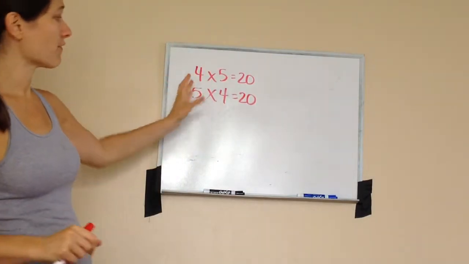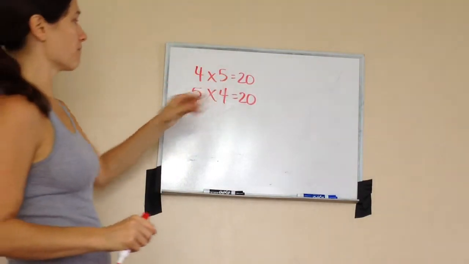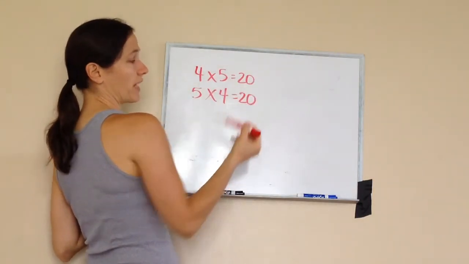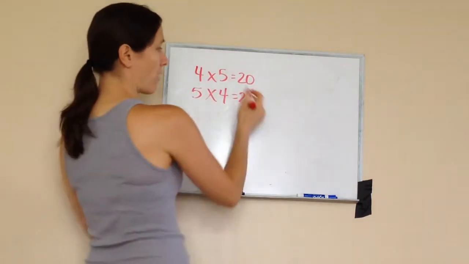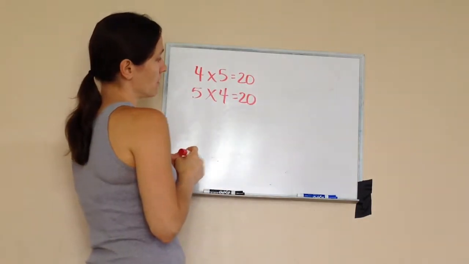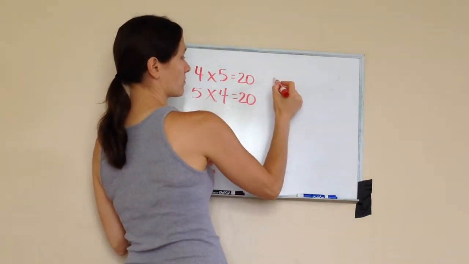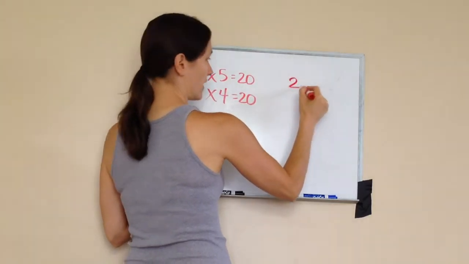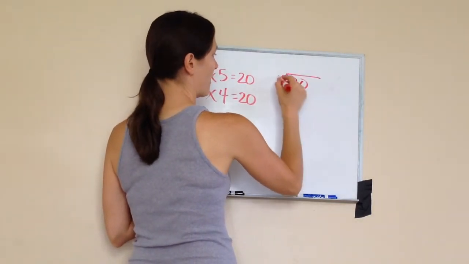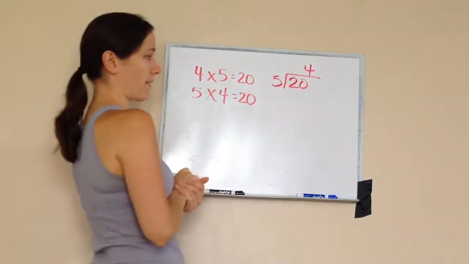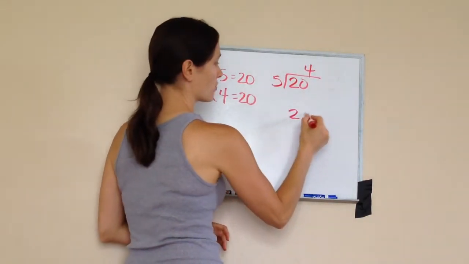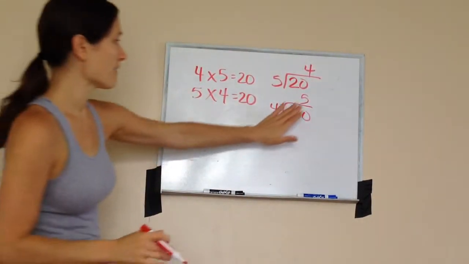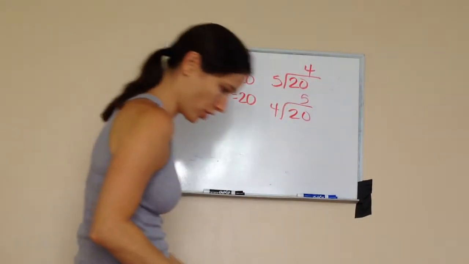What do you think the inverse, the opposite way we would do an inverse operation of 4 times 5 equals 20? Divided. So how would I make this one look? 20 divided by 5 would equal 4. And what's another way? 20 divided by 4 equals 5. Okay? So these are inverse operations of the two.